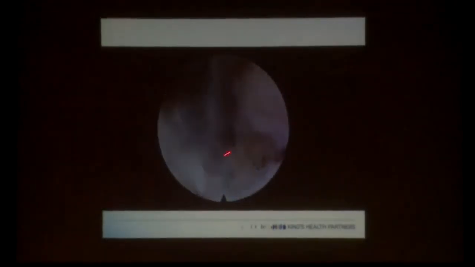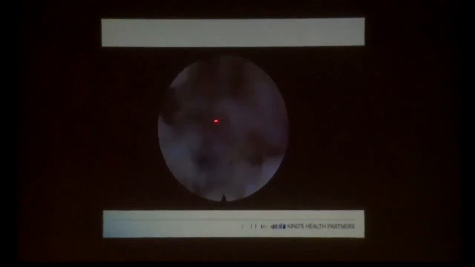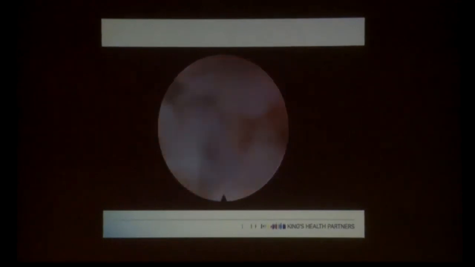So this is the disc which is coming out. This is ligamentum flavum. It will become more clear in a moment. So here I'm removing the disc.